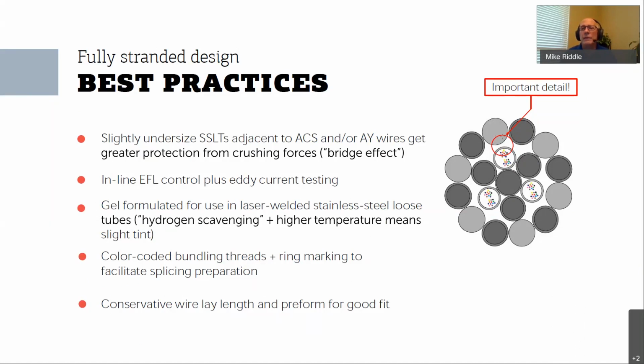This way you get a kind of a bridge effect so that if there is a crushing force applied to the cable, such as the force you get just going over stringing blocks or the application of accessories, the entire cable has to be giving before the tube actually sees any of that force.